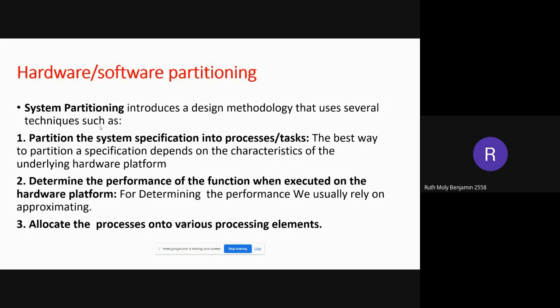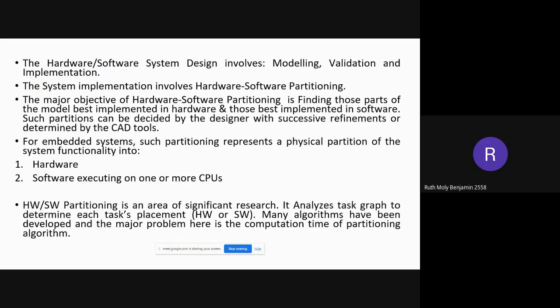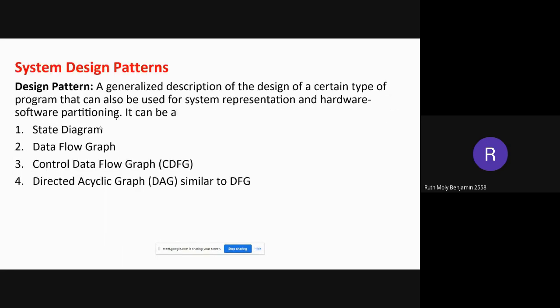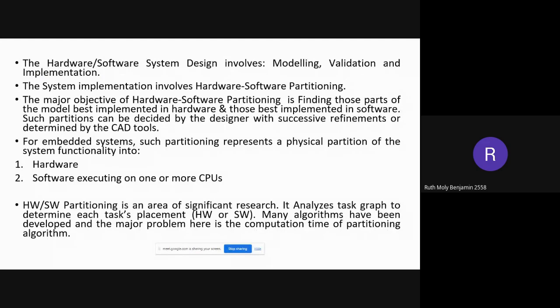So we learned about what is system partitioning. We need to partition the system into a hardware and a software. The partitioning can be done either by partitioning the system specification into different tasks, or you can determine the performance of the function, or you can divide them into various elements. So these are different ways in which you can partition. And for any embedded system, this partitioning represents a physical partitioning of the two system functionalities, the hardware part and the software part. So this is how much we had learned in the previous class.